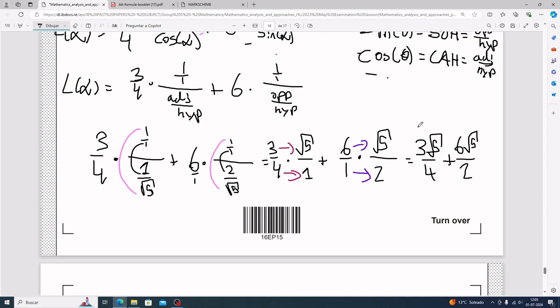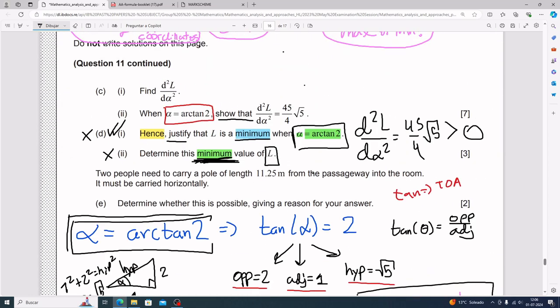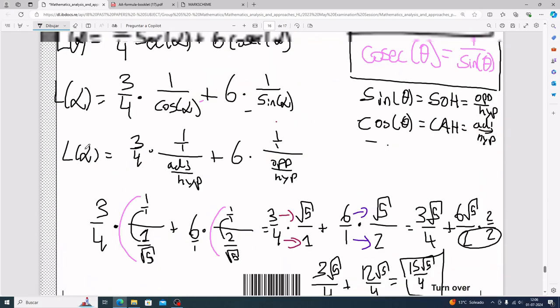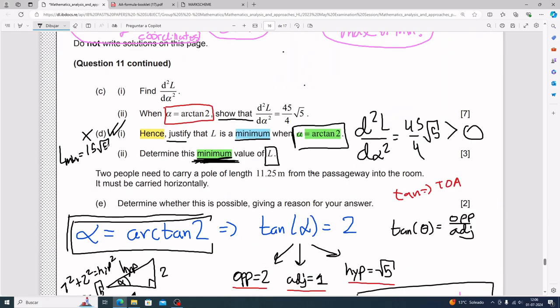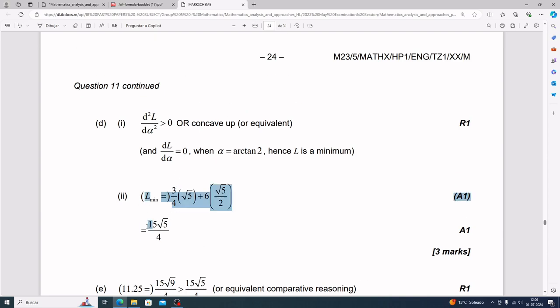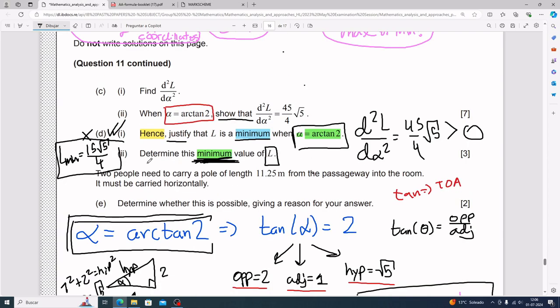Now you have fractions here, so you want to combine them as much as you can. Because you are adding fractions, you need the denominators to be the same. So what you end up with is 3 square root 5 divided by 4 plus, here you multiply by 2 on the top and on the bottom, so that you get 4 on the bottom. So you end up with 12 square root 5 divided by 4. You add all of this, you end up with 15 square root 5 divided by 4. See? So basically what you found for part D double I is that the minimum value of L, L min, is going to be 15 square root 5 divided by 4. And just to double check, because these exercises are a little bit infernal and hard, there it is, 15 square root 5 divided by 4.